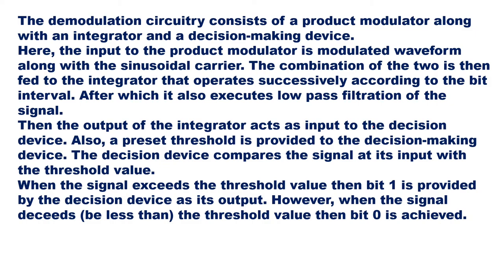Then the output of the integrator acts as input to the decision device. Also, a preset threshold is provided to the decision-making device. The decision device compares the signal at its input with some specific value, which is called the threshold value. When the signal exceeds the threshold value, the output will be a bit 1, that is, logic 1, by the decision device. And when the signal is less than the threshold value, then the output is 0 by the decision device at the output. So as output you will get binary numbers, 1s and 0s.